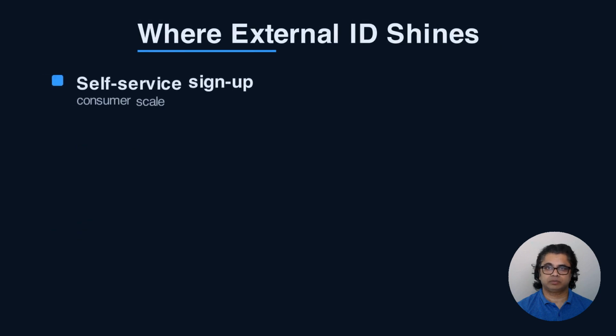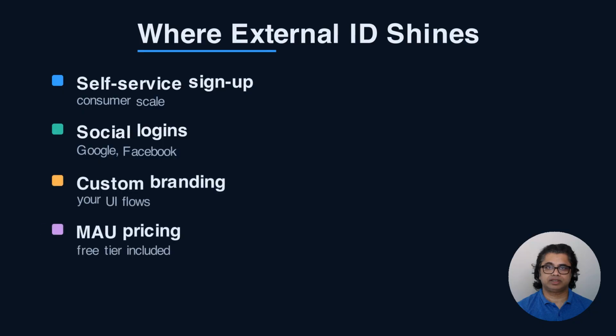Entra External ID, which evolves the older Azure AD B2C, is built for consumer and business customer apps where users register themselves. It supports social logins like Google and Facebook, local email and password accounts, and fully customizable sign-up and sign-in pages branded as your product, not Microsoft. It scales to millions of identities in a separate directory that you do not want polluting your corporate tenant. Pricing is consumption based on monthly active users with a generous free tier, so it fits public-facing apps where you cannot predict volume. This is what you reach for in customer-facing web and mobile products.